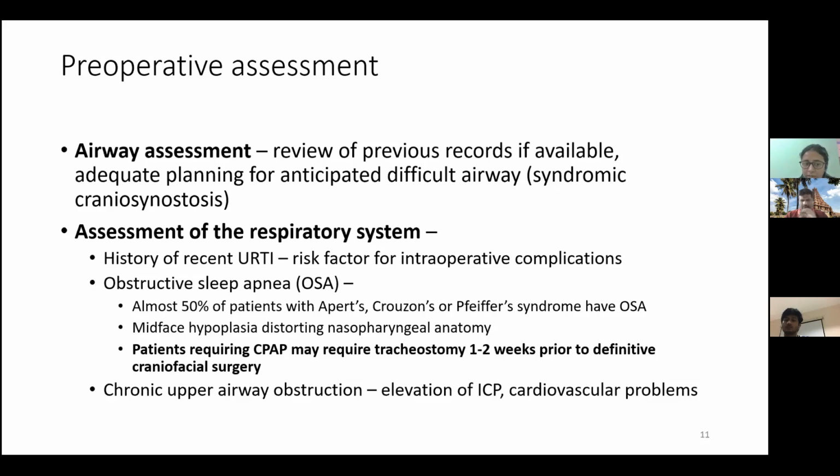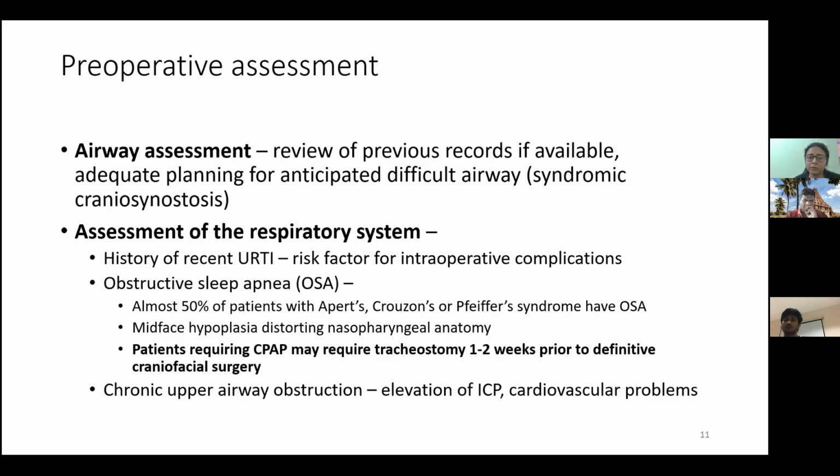A lot of these children, especially those with syndromic craniosynostosis, have obstructive sleep apnea, and this is primarily because of the midface hypoplasia, which distorts the nasopharyngeal anatomy. So we have to anticipate difficult mask ventilation, and adjuncts for mask ventilation have to be readily available in the OT. Also, a proportion of patients with obstructive sleep apnea may require continuous positive airway pressure. And patients who are on CPAP may require a tracheostomy 1 to 2 weeks prior to the definitive craniofacial surgery to ease the process of induction, and also to better manage the postoperative course in these patients.